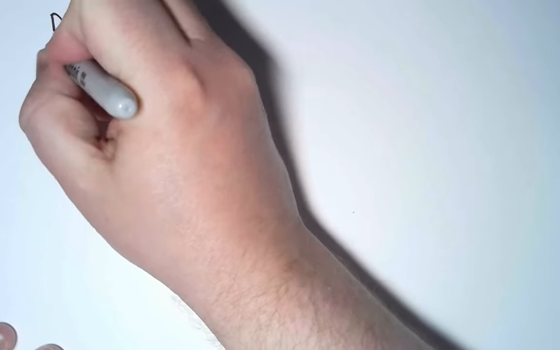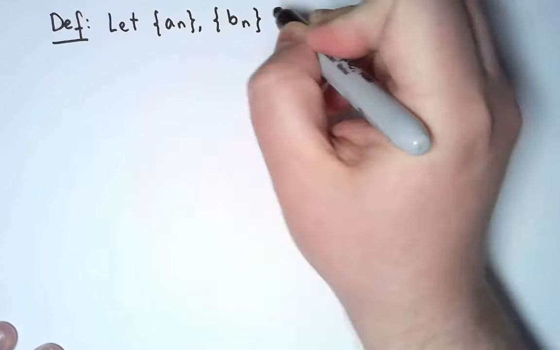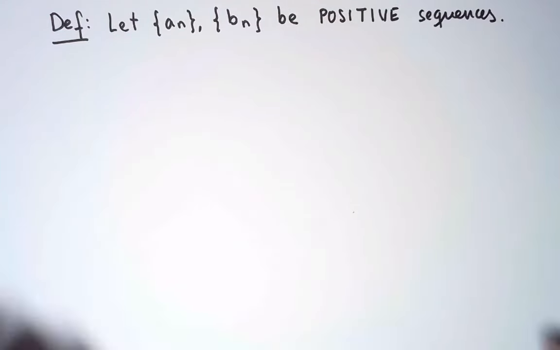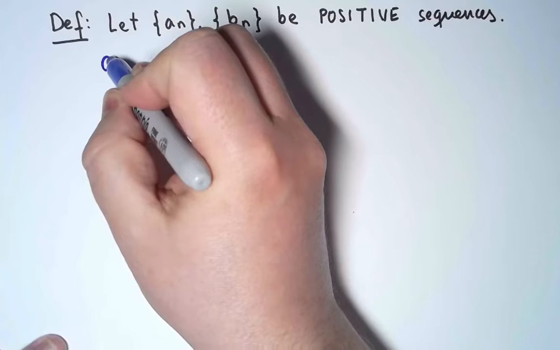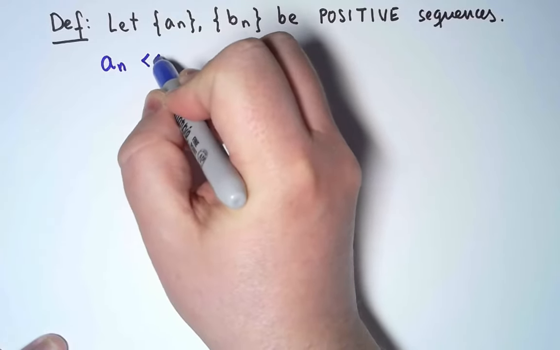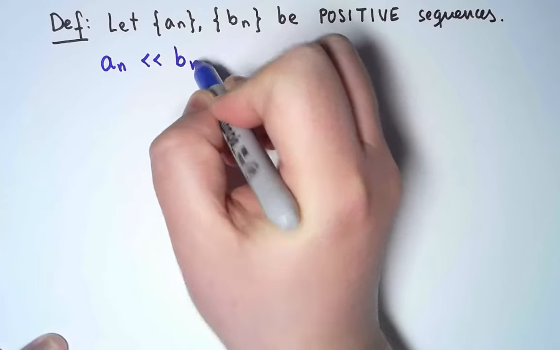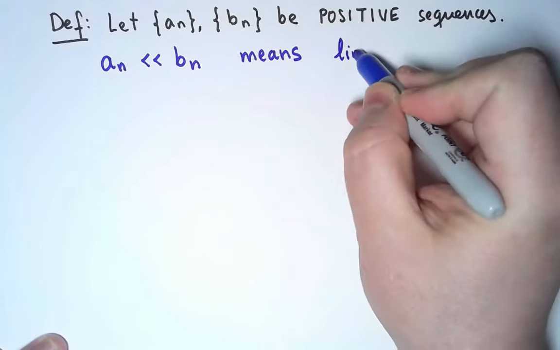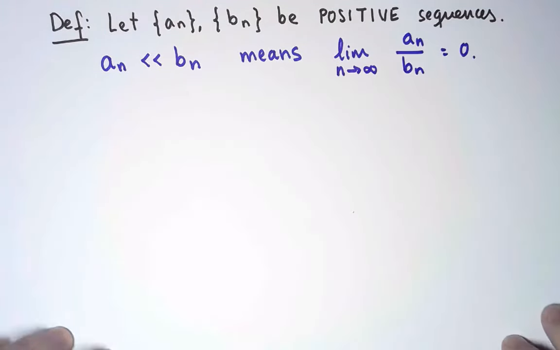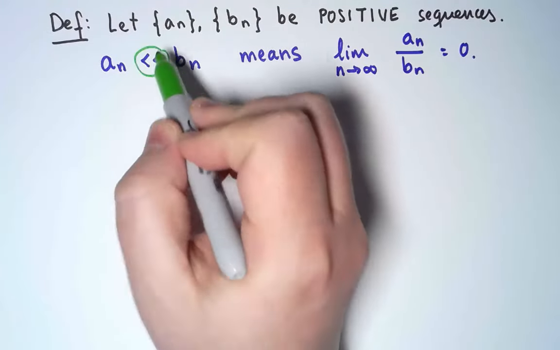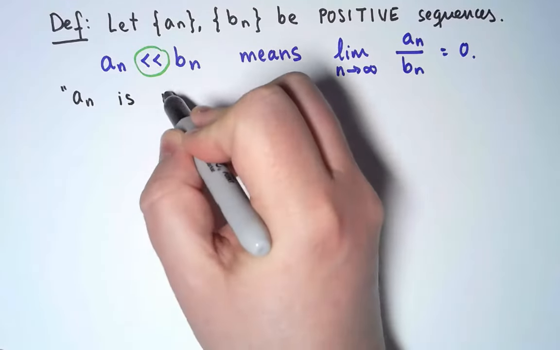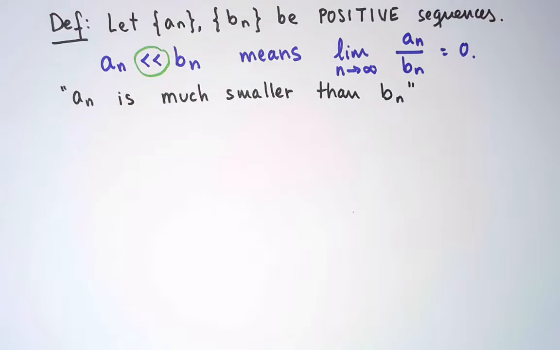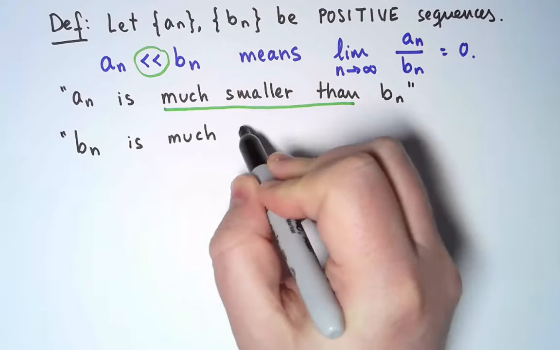First, I need a new definition. We will use this new concept only for positive sequences. I am going to write that a sequence a_n is much less than a sequence b_n to mean that the limit of a_n over b_n is 0. This is just new notation. And when this happens, I am going to say that a_n is much smaller than b_n, or that b_n is much larger than a_n.